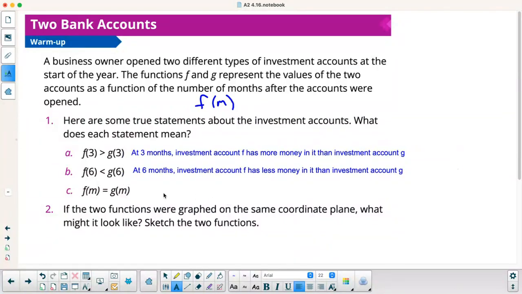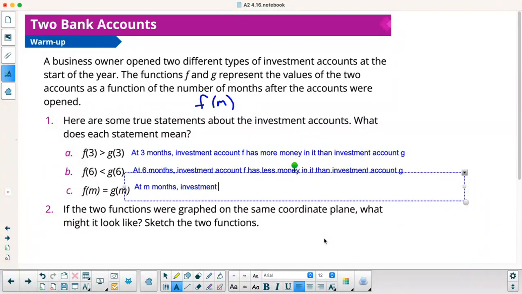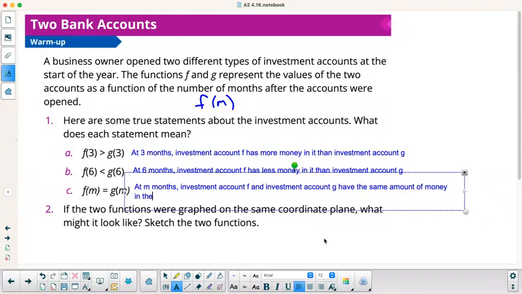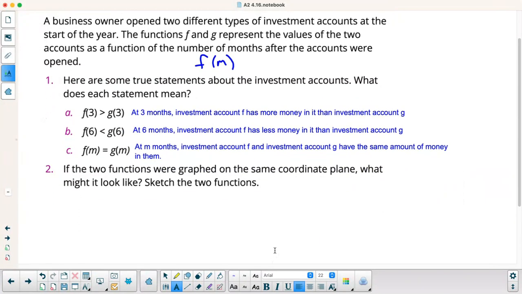And f of m equals g of m. So that means at m months, investment account F and investment account G have the same amount of money in them. If the two functions were graphed on the same coordinate plane, what might it look like?